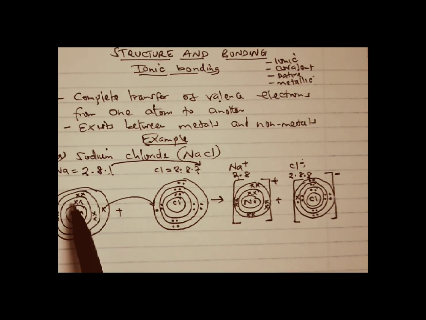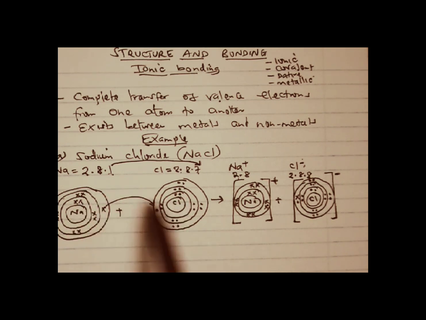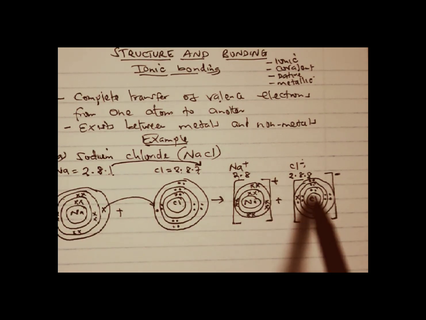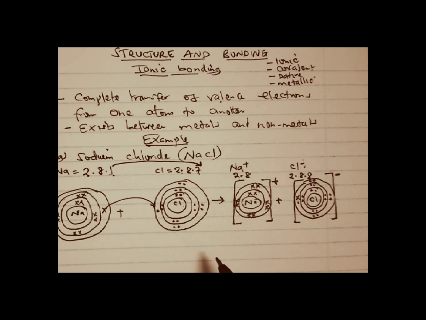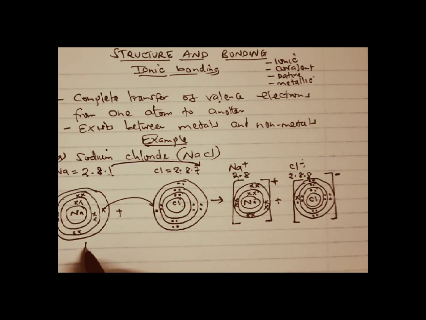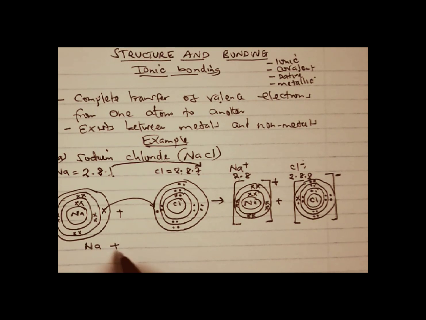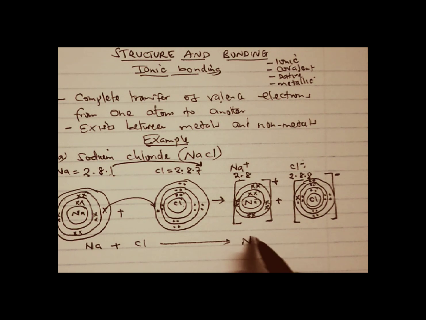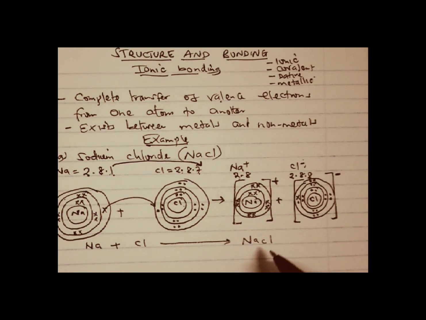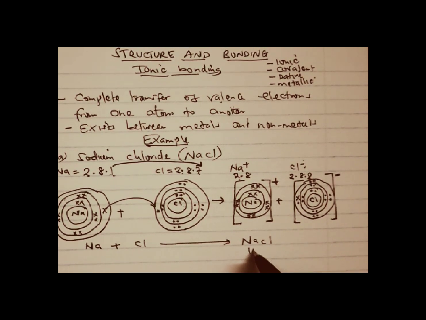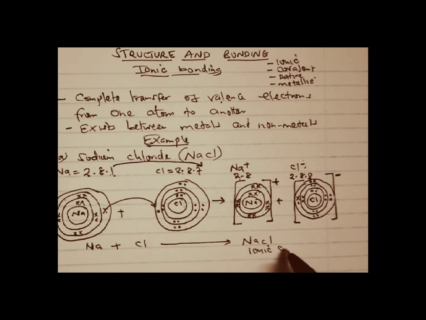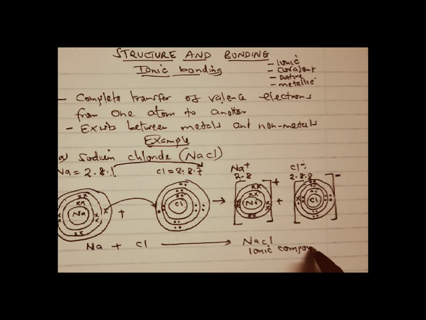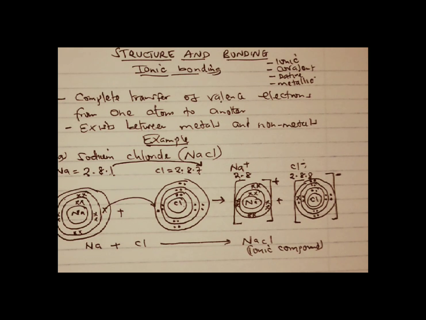So you can still avoid drawing their atomic structures. Then you draw the structures of the ions formed when sodium and chlorine combine. In other words, we have sodium reacting with chlorine to give us sodium chloride, and sodium chloride is an ionic compound because the ions are joined by an ionic bond.